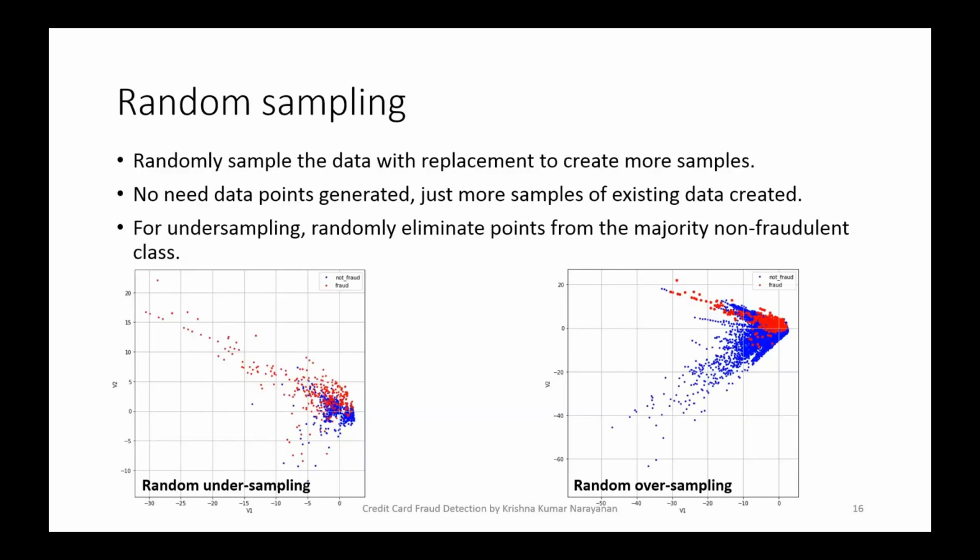In random sampling, we just randomly sample the data with or without replacement, depending on whether it's oversampling or undersampling. No new data points are generated, just more samples of the existing data are created. For example, for undersampling, we randomly eliminate points from the majority non-fraudulent class, which is shown here on the right side, where the distribution between V1 and V2 for oversampling looks exactly like the distribution of the original data set. Similarly, the undersampling plot is shown to the left.